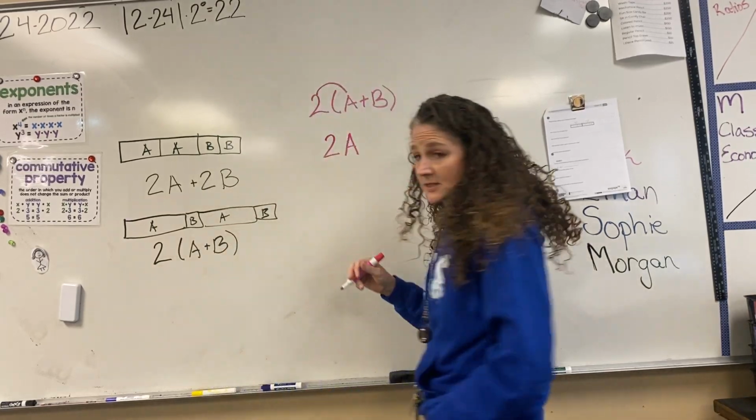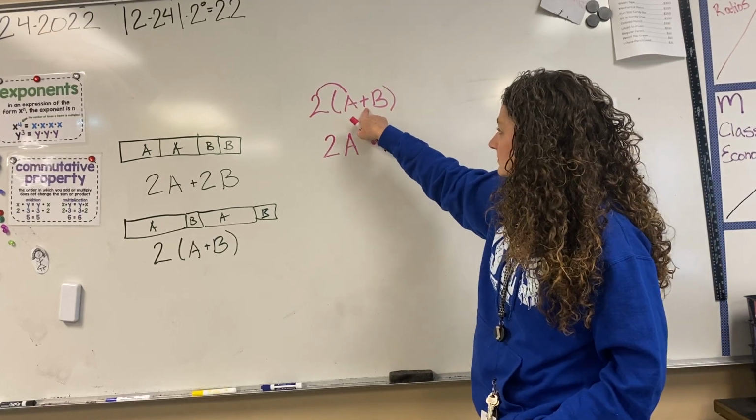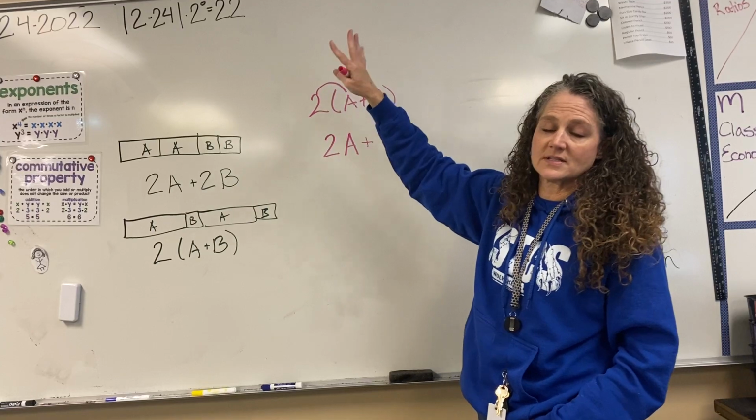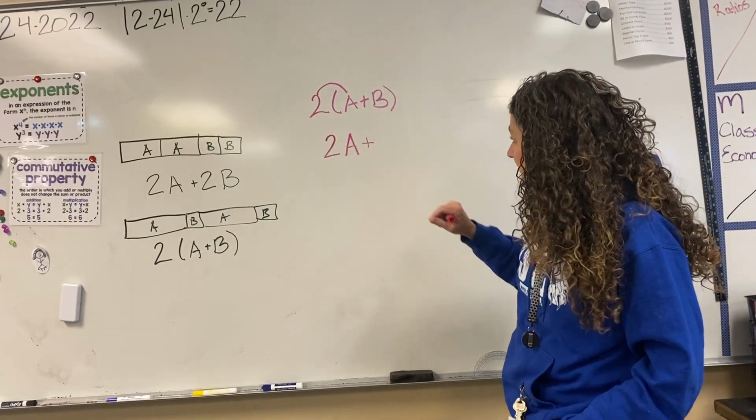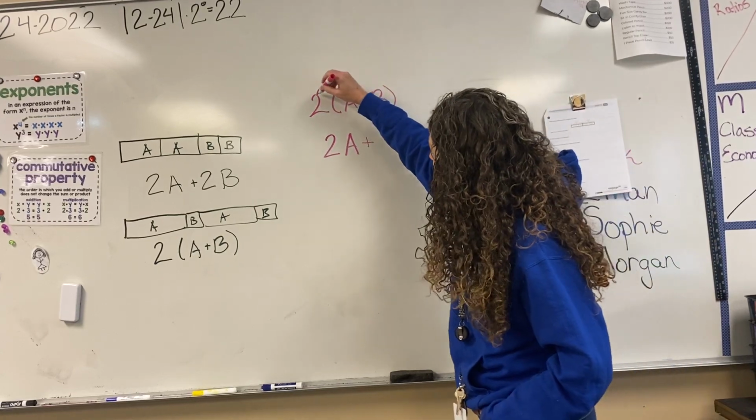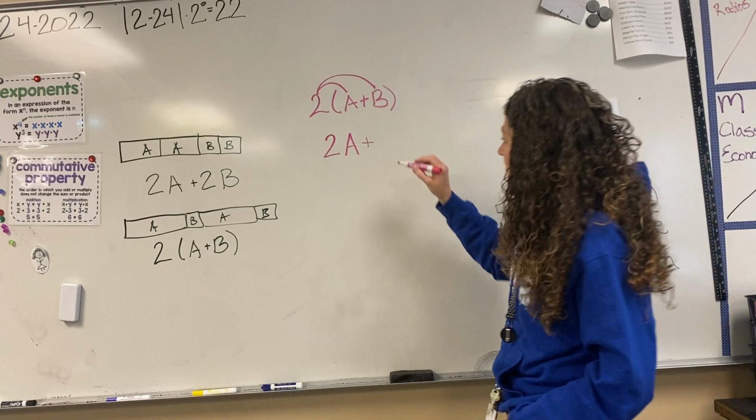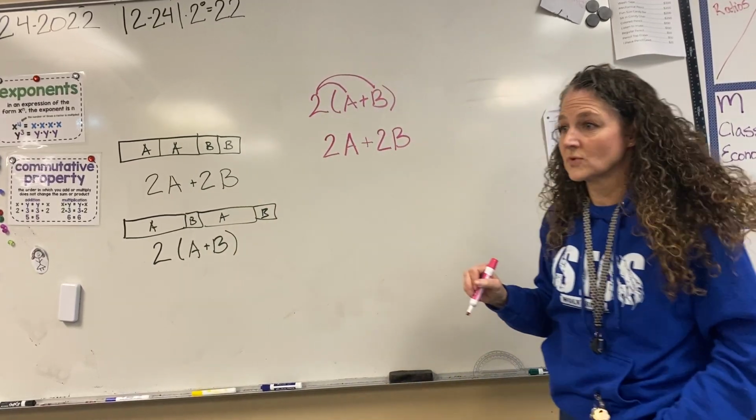Do I know what A is? No. What sign is in between them? Plus. So that sign comes down unless there's a negative there and then signs get switched up. And then what's 2 times B? 2B. So I'm going to take this over here so I remember 2B.